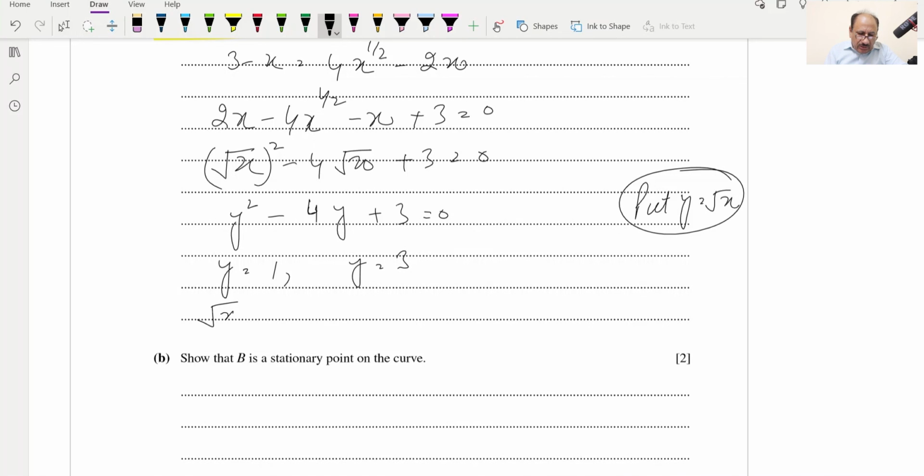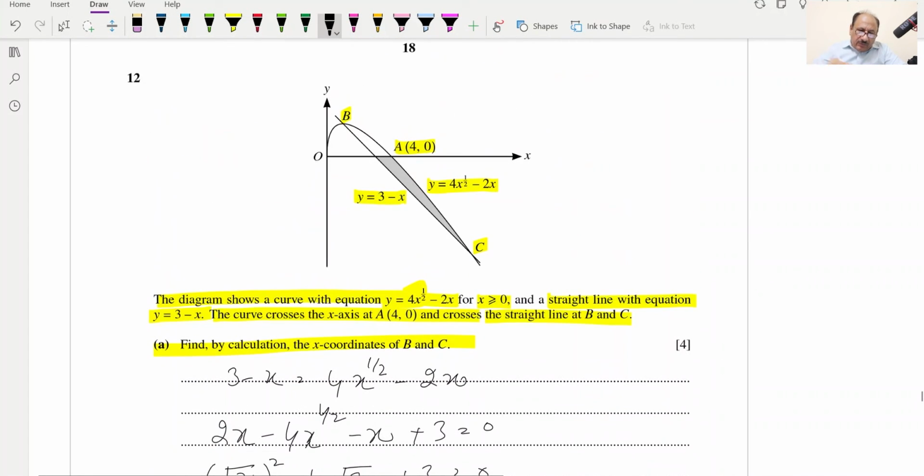Since y is root x, root x is equal to 1 and root x is equal to 3. So x will be equal to 1 and x is equal to 9. These are the two values. x is equal to 1 will be this value, which is closer to B. And x is equal to 9 will be this value, which is C. So this is 9.